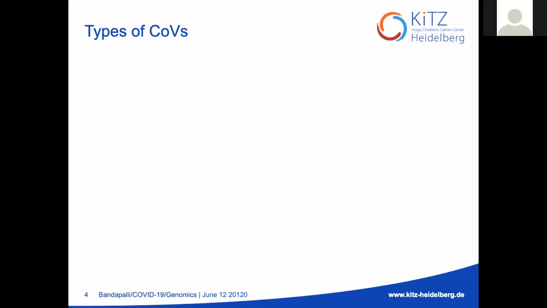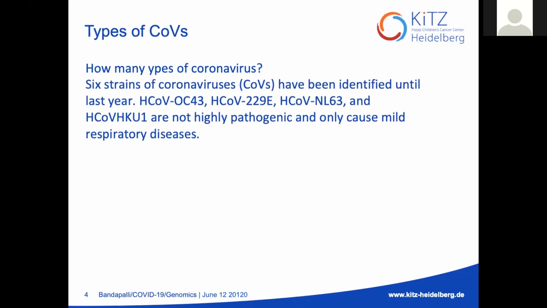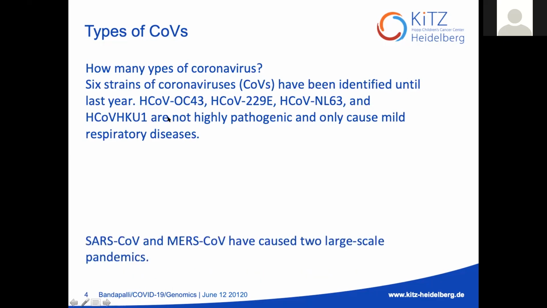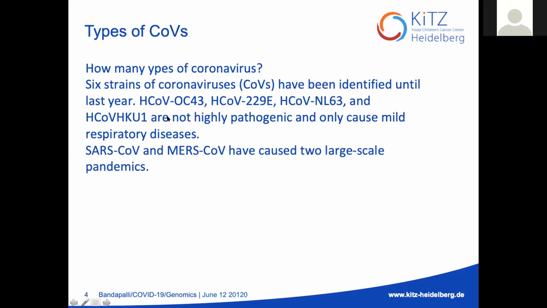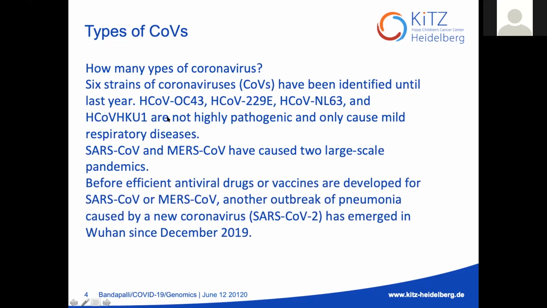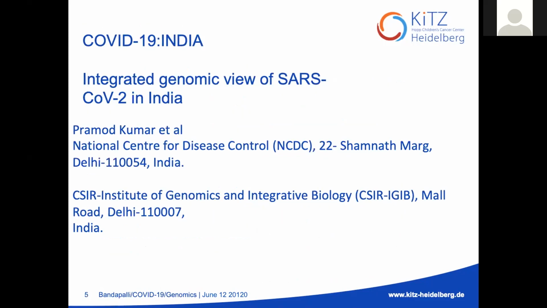Coming to the types of coronaviruses, how many types are there? There are 6 strains of coronaviruses that have been identified so far. The first 4 are not so pathogenic. They cause mild respiratory diseases. SARS-CoV and MERS were the 2 large-scale pandemics that we have gone through, and we have found proper treatment for SARS-CoV and MERS. Now we have come up with this novel coronavirus, which spreads faster than the other 2 viruses.